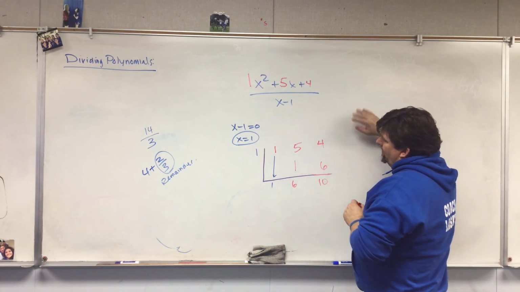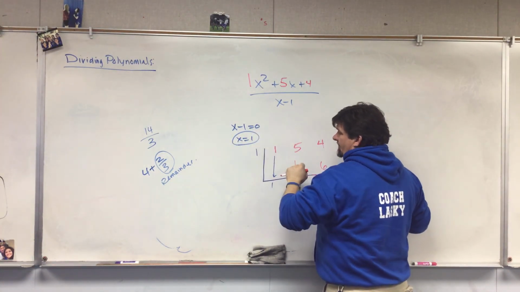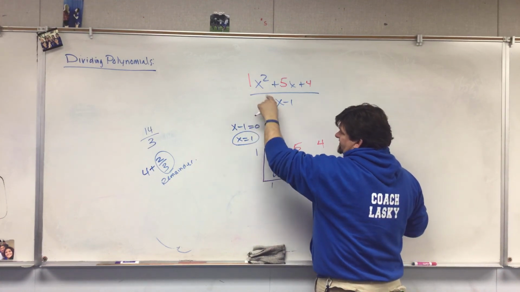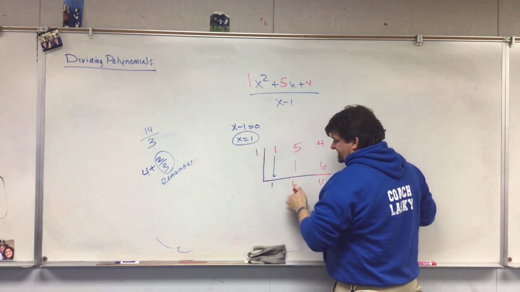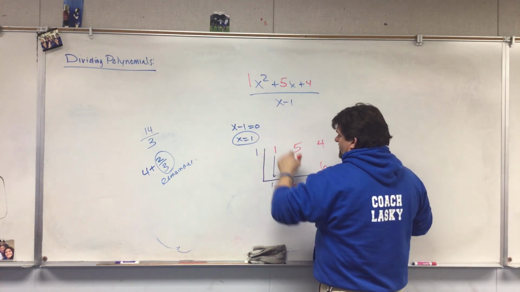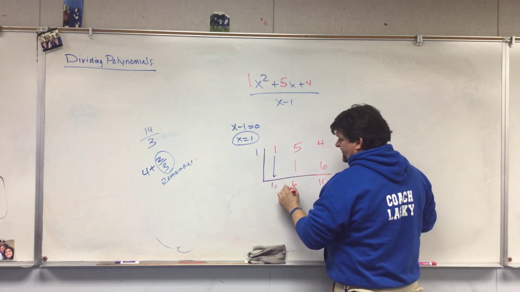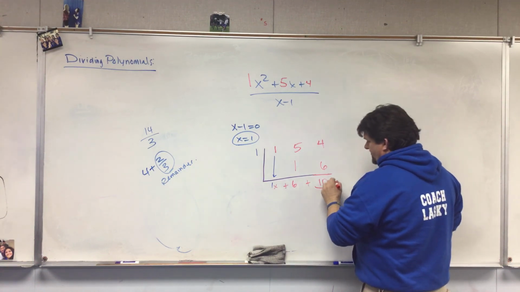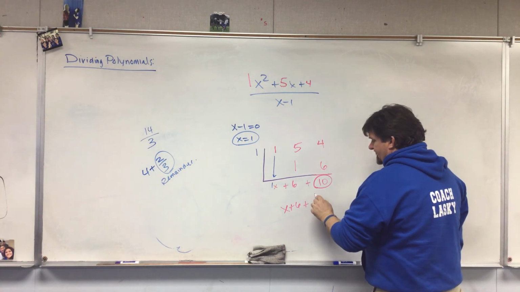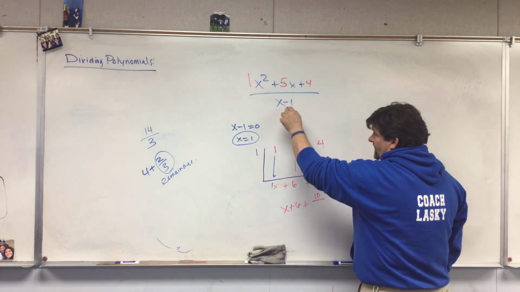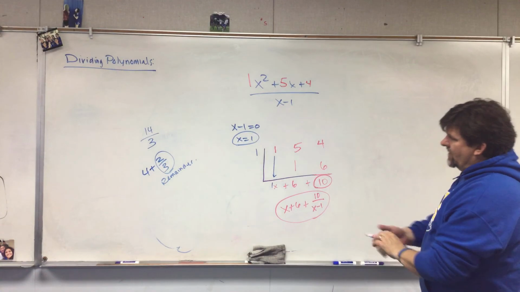So what we have here is we divided by x minus 1. I'll go back over it again, guys. X squared divided by x gives me 1x. X divided by x, those cancel. That gives me plus 6. And this is my remainder. So my answer is x plus 6 plus 10 over x minus 1. That's my answer right there. Synthetic division. Let me walk you through that again.